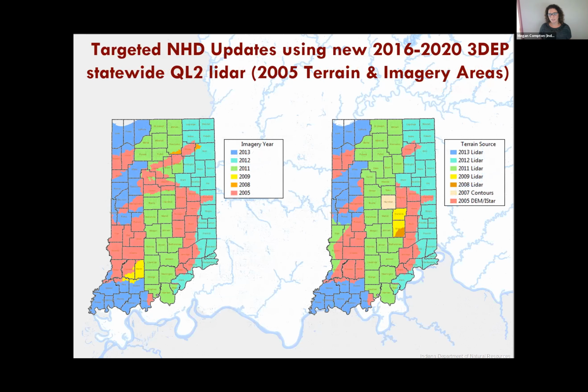So the next step for updating the NHD will be to focus here on the areas in red where the data was used from 2005. This is similar to what Susan said earlier. We utilize the 2005 imagery and terrain data, but that needs to be updated now to go back and utilize the newer data that we have available.